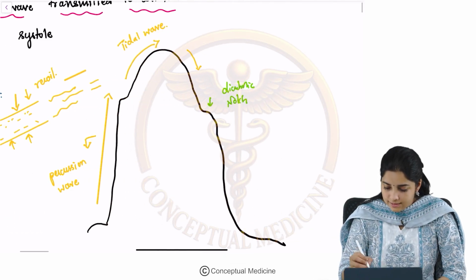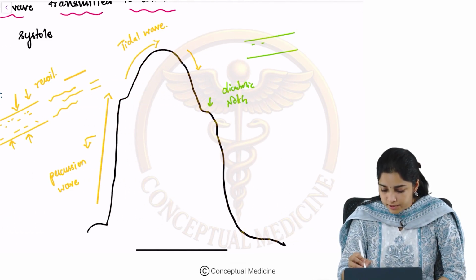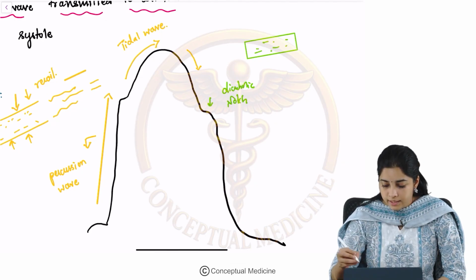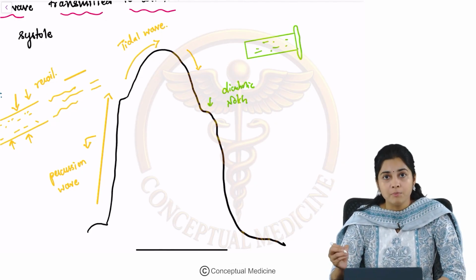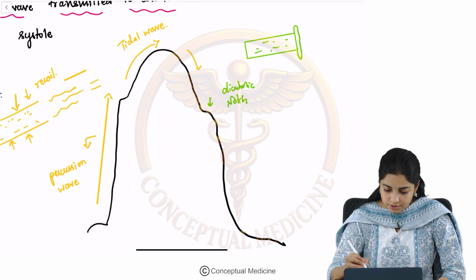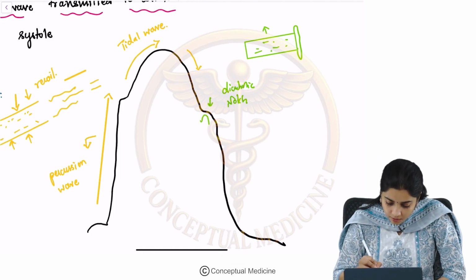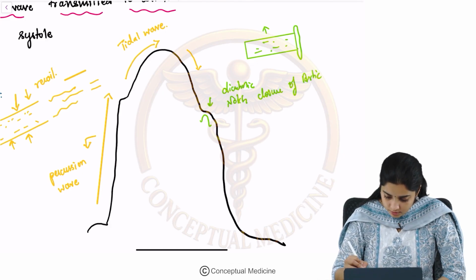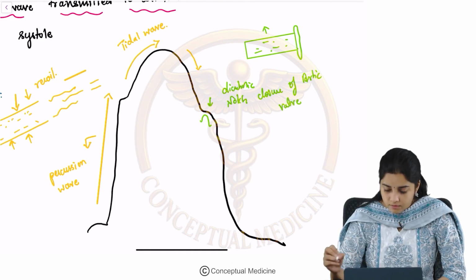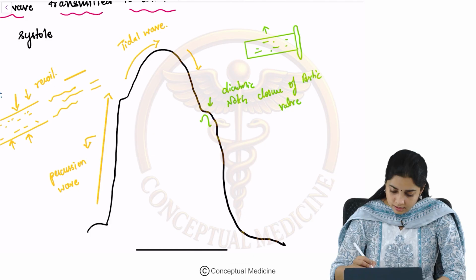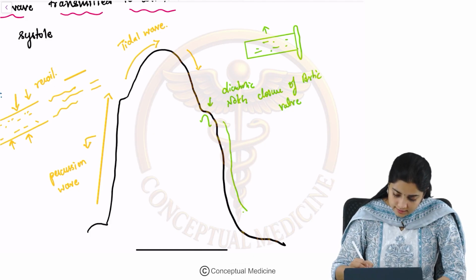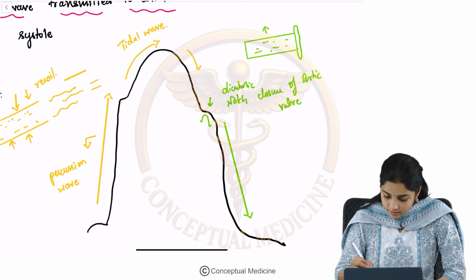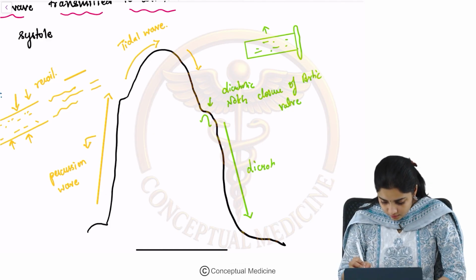Let us just imagine this tube. There is fluid which is flowing in through this. When we suddenly stop the flow by the closure of the valve, what happens to the pressure? The pressure slightly increases, right? This is what results in this small notch which occurs during the closure of the aortic valve, called the dicrotic notch. Followed by the dicrotic notch, the pressure will continue to fall as the heart relaxes during diastole. And this is what we call the dicrotic wave.